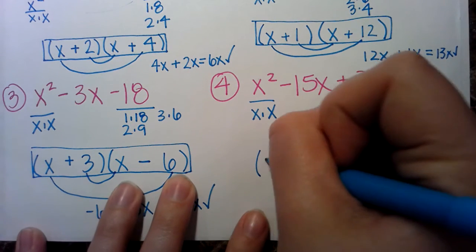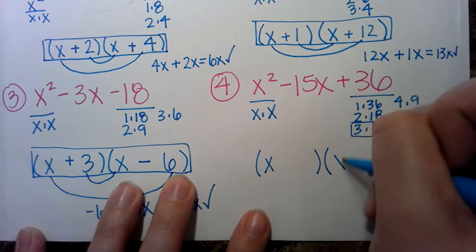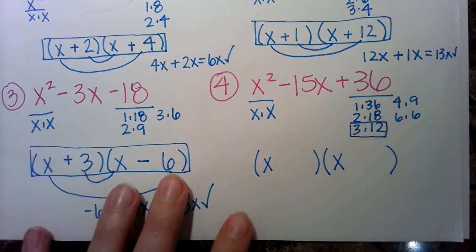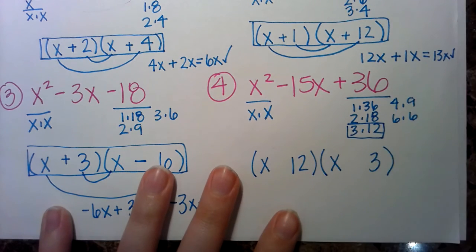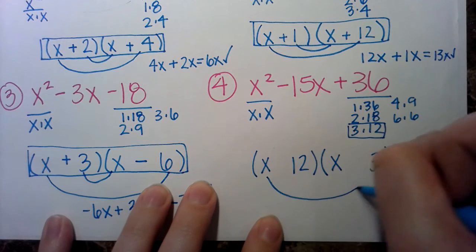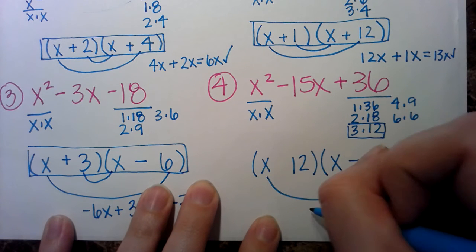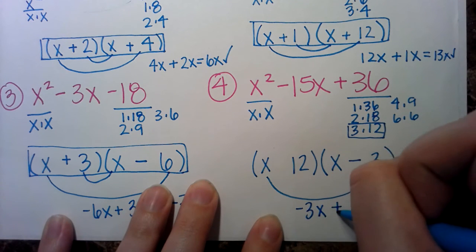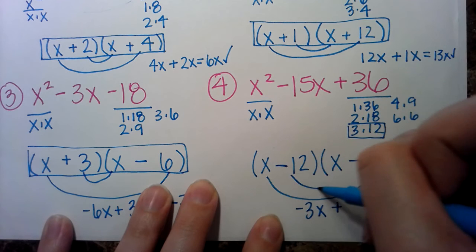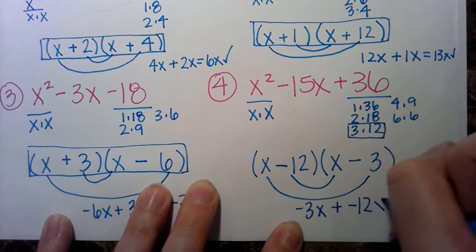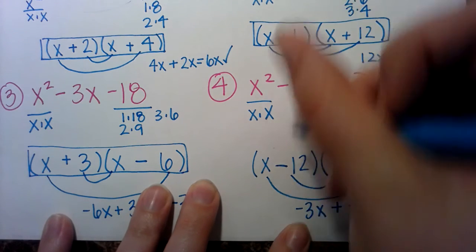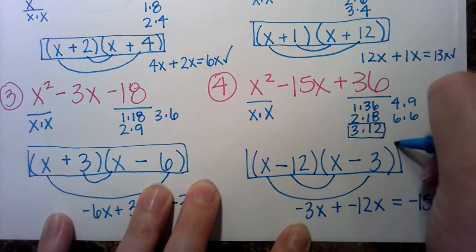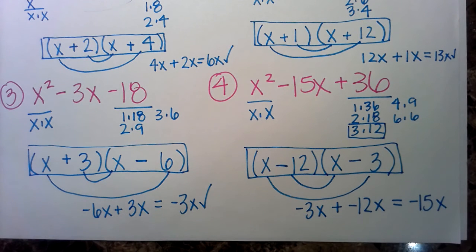So let me try to see if it works. So I put the x in the front terms, and then I'm going to put 12 and 3. Now, if I multiply the outside, if I put a negative, I would get -3x. I add it to the inside, which is going to be a -12x. That does equal -15x, so I did get the correct answer. So my final answer would be x minus 12 times x minus 3.